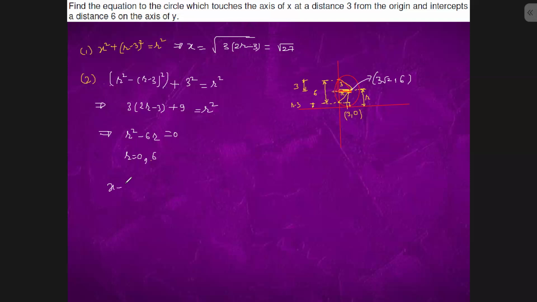So we have (x minus 3 root 3) whole square plus (y minus 6) whole square equals r square. So r is what? R is 6, 36.